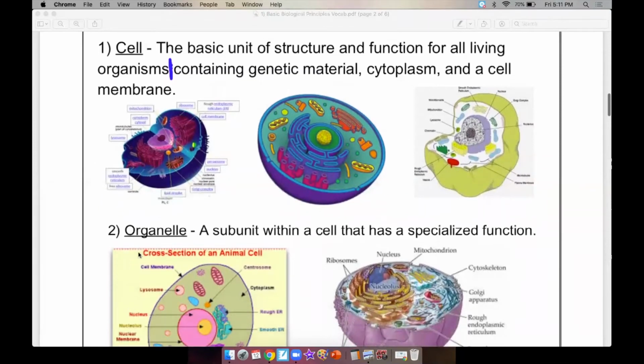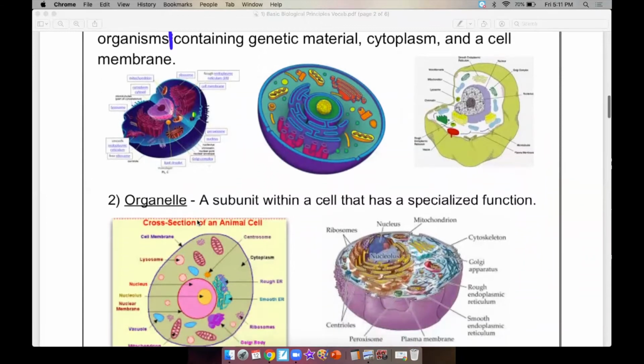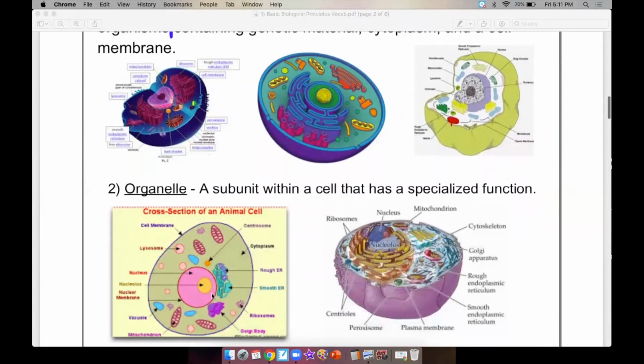Next word down, organelle. A subunit within a cell that has a specialized function. A subunit, where a cell is a unit, an organelle is a subunit. Sub means beneath or smaller than. So this is a small unit inside this larger unit. Small things inside of your cells that have a specialized function. They have a job to do.